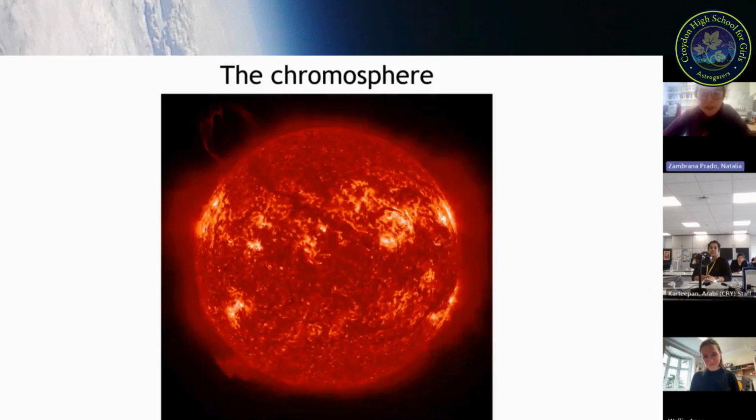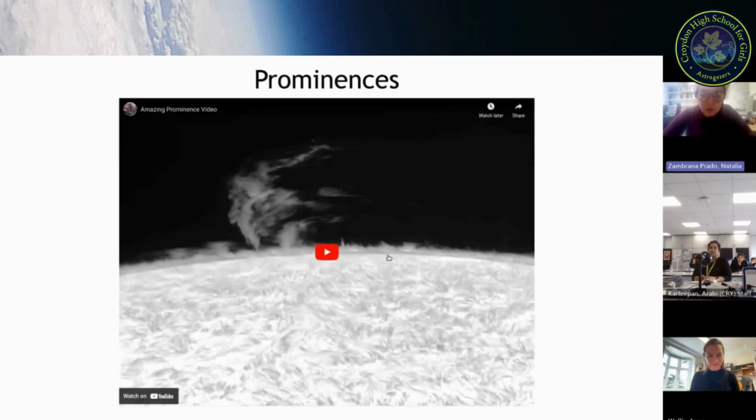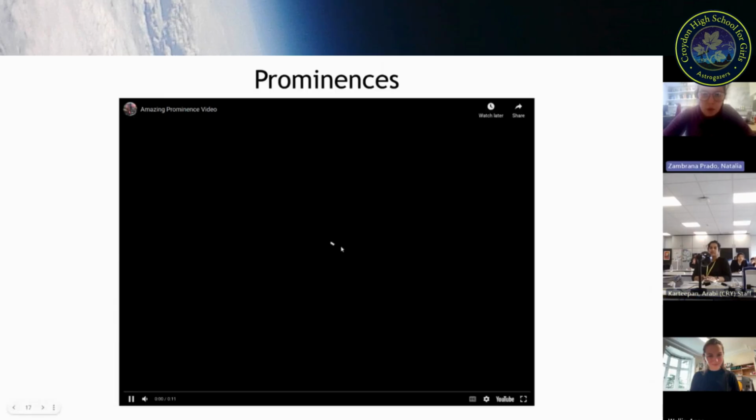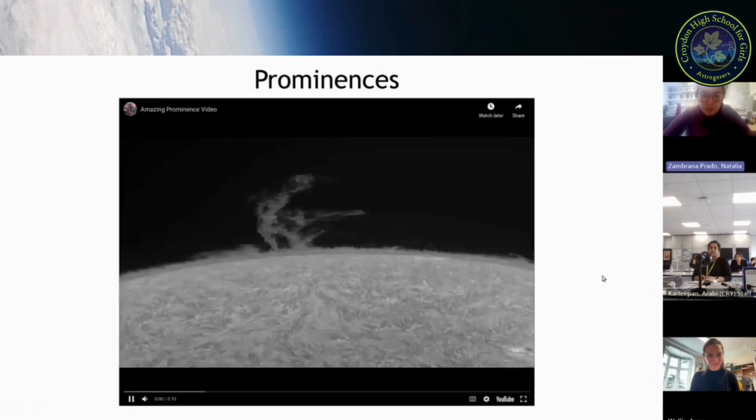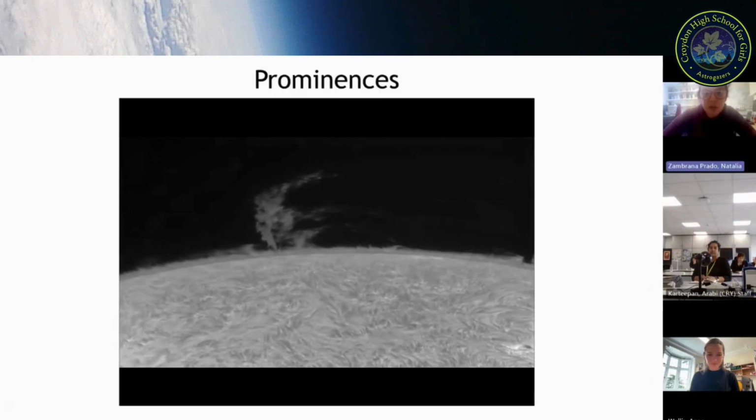And so the chromosphere, you can see it's very complex. We have bright regions. Here on the top left, you can see a big prominence that is coming out from the sun, and you see bright regions and darker regions. Prominences, I hope the video will work, are cold material that is escaping the sun. And this is one of the first images that we have.